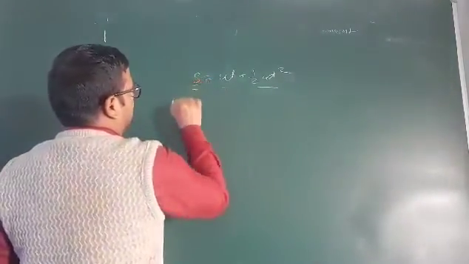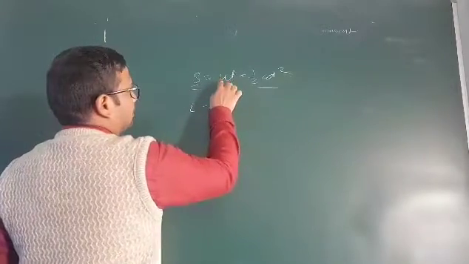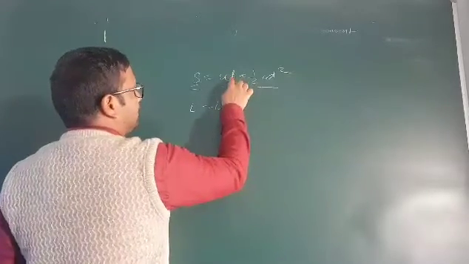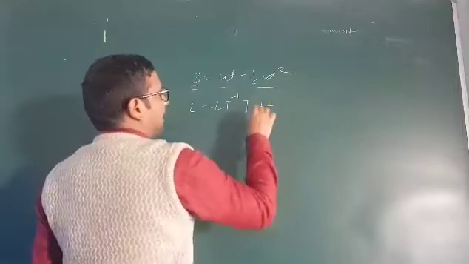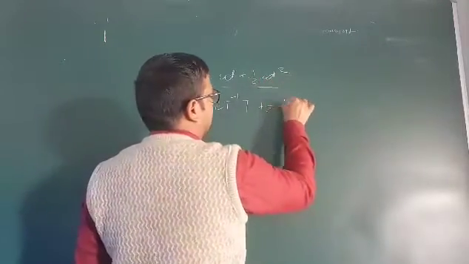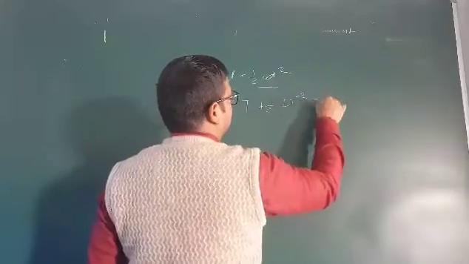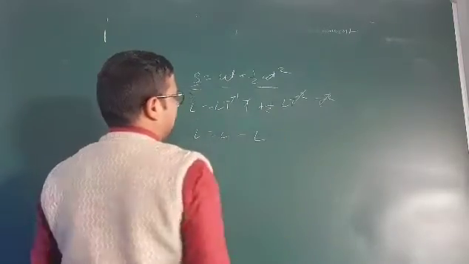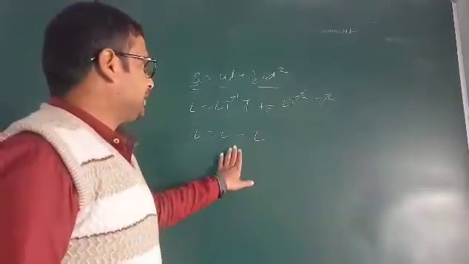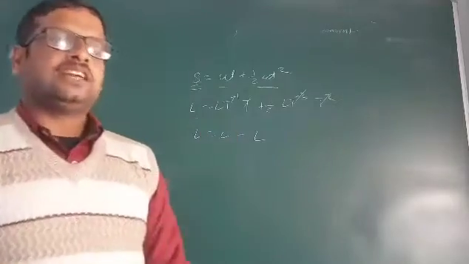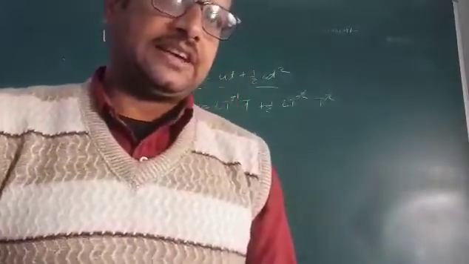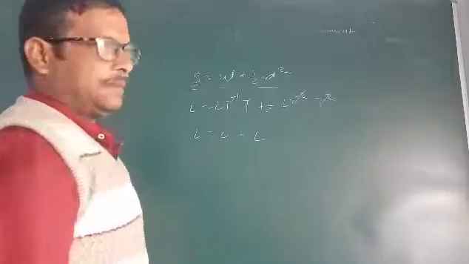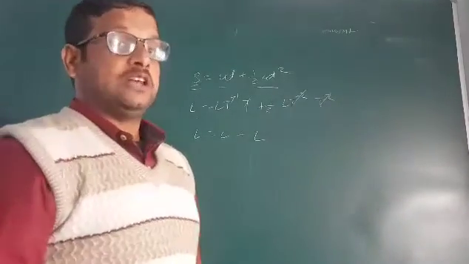You know the dimension of displacement s is L, dimension of velocity u is L T^-1, and dimension of t time is T, and a constant has no dimension. Acceleration is L T^-2 into t square, this is T power 2. Now it will be cancelled again, L equal to L plus L. So with the help of this concept you can check whether any equation is correct or wrong. This is the use of the dimension.